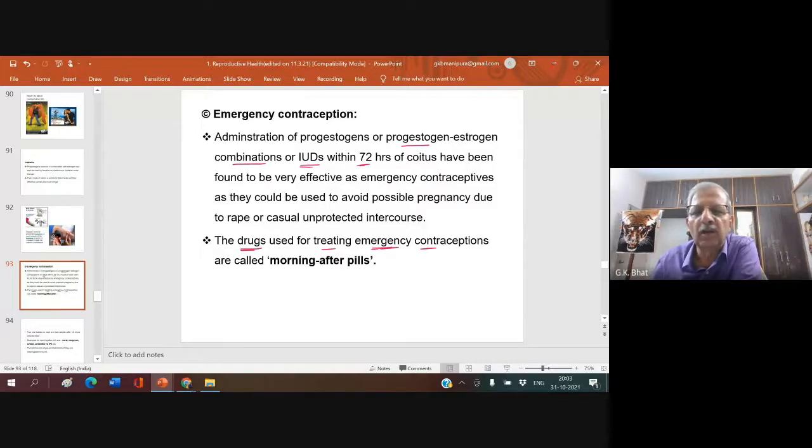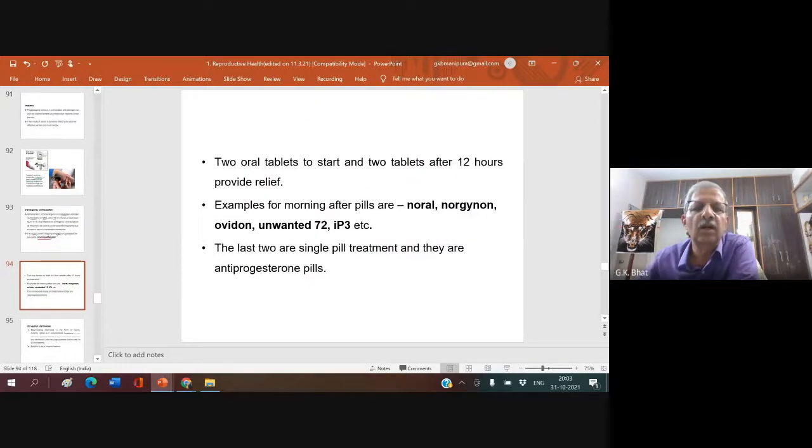If a woman has sex and later realizes that she is likely to become pregnant, then immediately, the very next day, she can go for what are known as morning after pills. Of course, one should not take these pills without informing the parents and doctors. Here, 2 oral tablets are taken to start and 2 tablets after 12 hours provide relief. But there will be heavy bleeding.